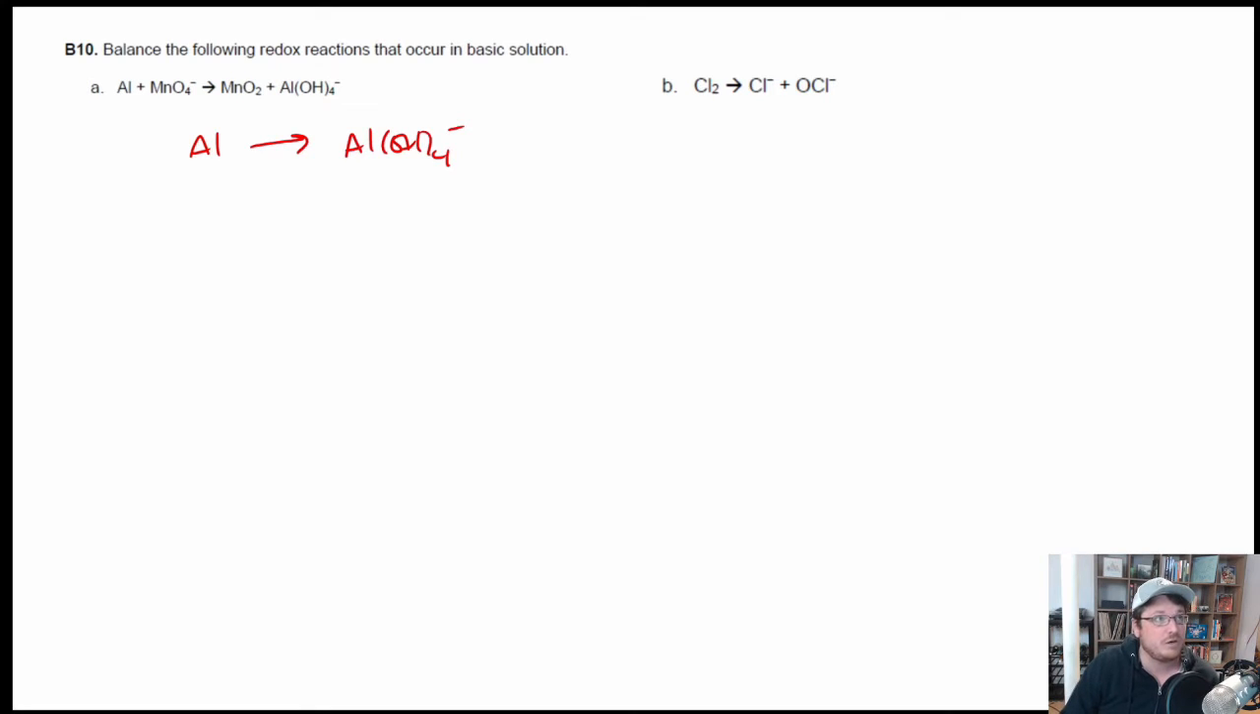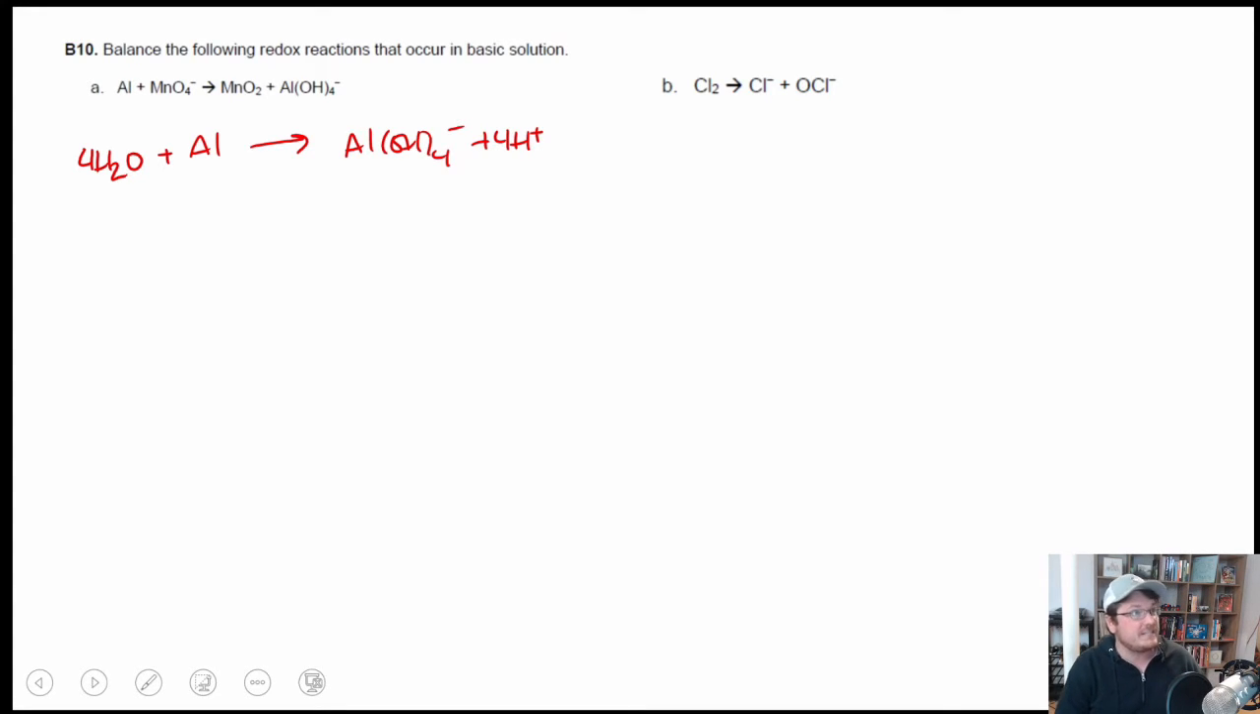That's good. The next thing we want to do is balance out the oxygens. So we have 4 oxygens on the right, which means we have to add 4 waters to the left in this case. So now we have that balanced out. The next thing we want to balance out are the hydrogen atoms. We have 8 hydrogen atoms on the left and only 4 on the right, so we want to add 4 H plus to the right side.